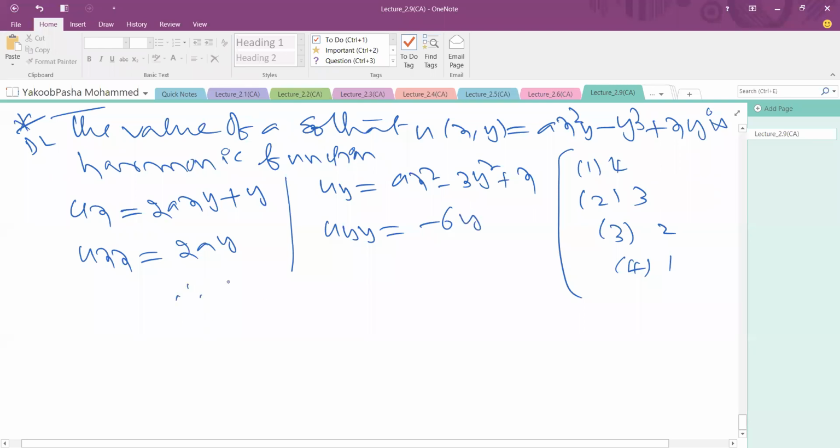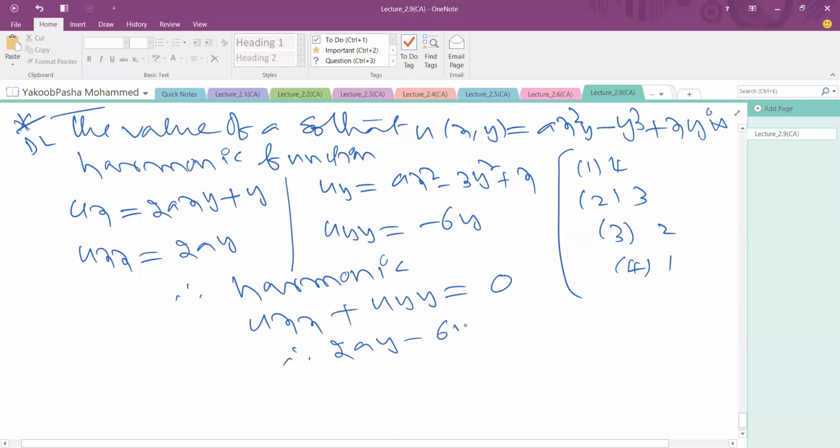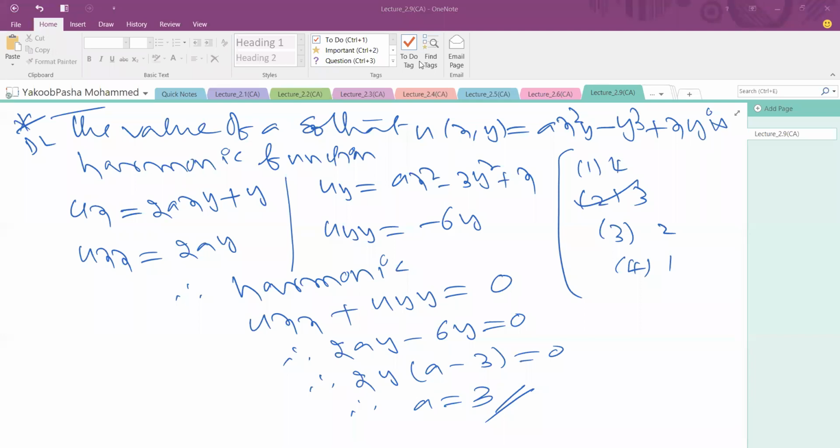Now we know that the function is harmonic. Whenever it is a harmonic function, then uxx plus uyy is equal to 0. That means 2ay minus 6y is equal to 0. Therefore, we can take 2y as common: a minus 3 is equal to 0. We know that 2y is not equal to 0, so a is equal to 3. So option 2, answer 3. Okay.